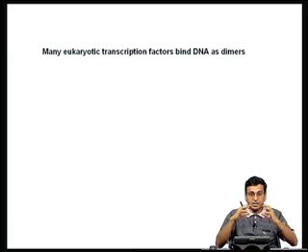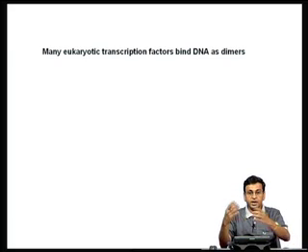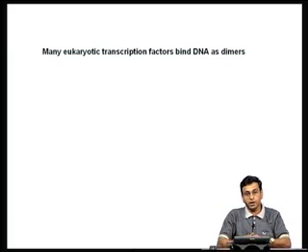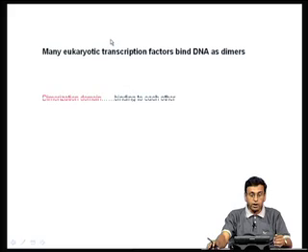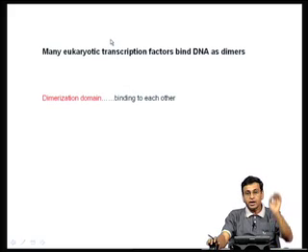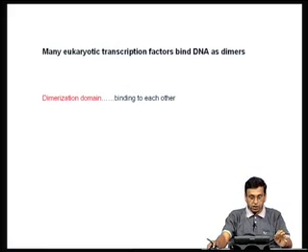So, in order for transcription factors to function, in many cases like glucocorticoid receptor and NF kappa B, it is not enough if they just have a DNA binding domain and a transcription activation domain. They should also have a domain for dimerization, for binding to each other.